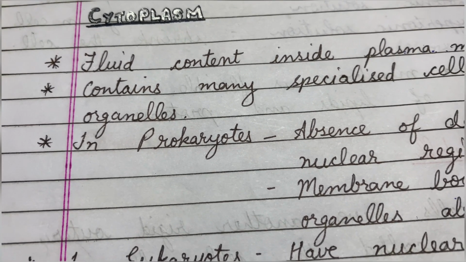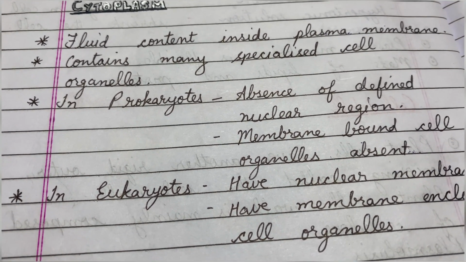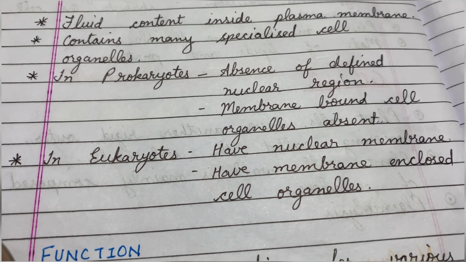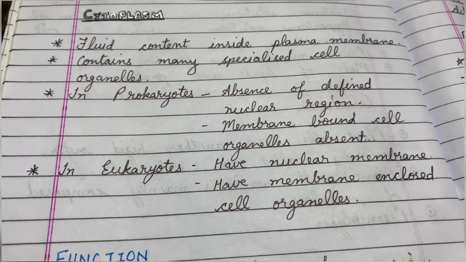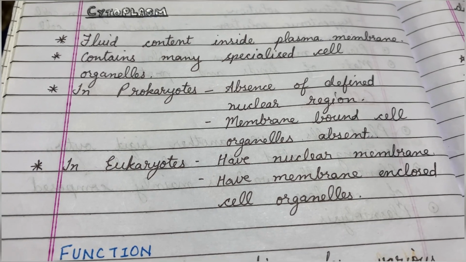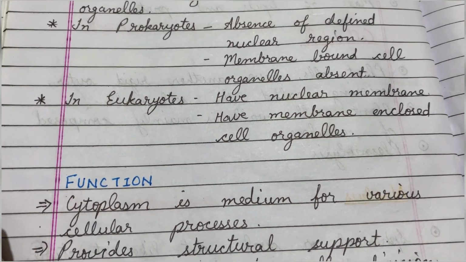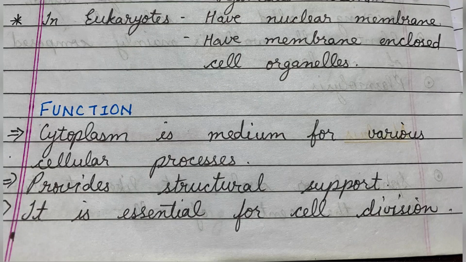How can we define cytoplasm? Cytoplasm can be defined as the fluid content inside plasma membrane which contains many specialized cell organelles. In prokaryotic cytoplasm, there is absence of defined nuclear region or membrane-bound cell organelles. But in eukaryotic cell cytoplasm, it has well-developed nuclear membrane and also membrane-bound cell organelles. The cell cytoplasm is medium for various cellular processes. It provides structural support without which the cell wouldn't have its shape. It is essential for cell division.